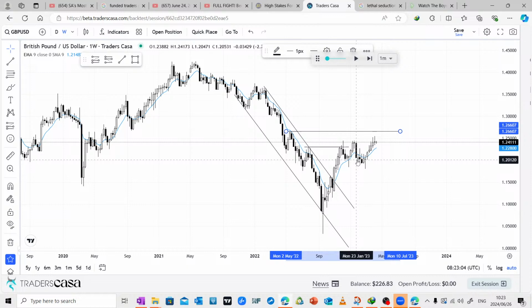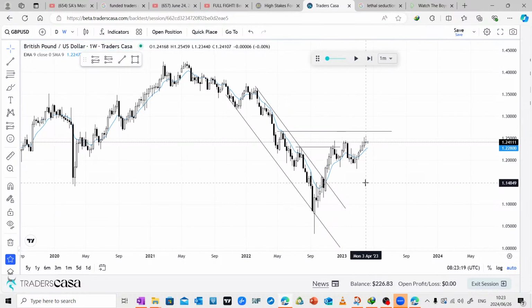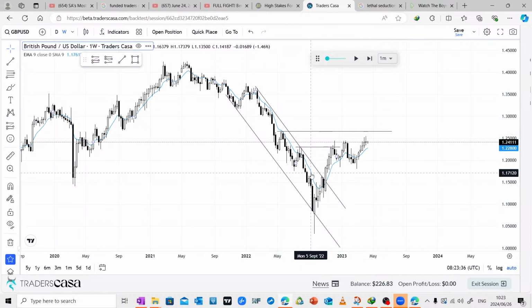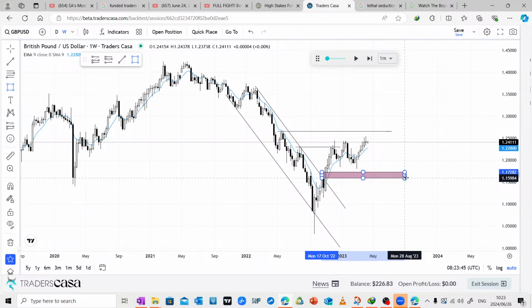Let's find the chart. Alright, so from a weekly perspective, that's what we have. And let's see. There's a fair value gap in here that caused the change of character to the bullish side. This one, this fair value gap, this fair value gap right here.